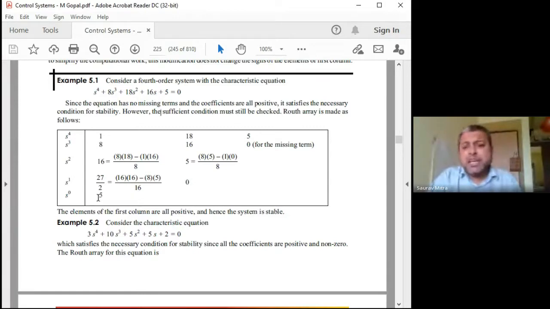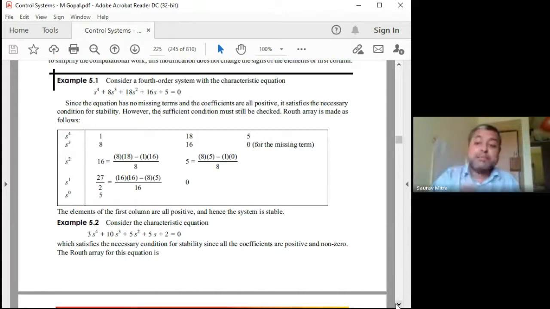But in this case, you are finding that there is no sign change. No sign change means no pole in the right hand side of S-plane. That means all the poles are in the left hand side of S-plane. So the system will be stable. Now see another characteristic equation. The more numericals you solve, the more you will understand. So this is the first numerical. First prepare the Routh-Hurwitz table. Check the first column. If there is no sign change in the first column, that means there are no poles in the right hand side of S-plane.